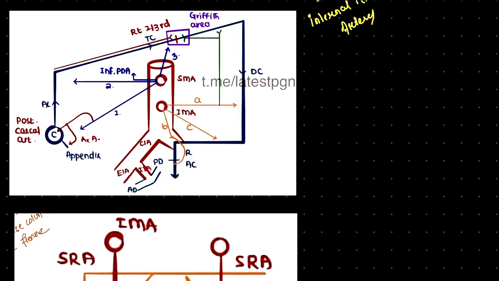Similarly, moving further, we have another branch right here. What is this other branch? It is the sigmoidal artery. What is this sigmoidal artery doing? It is supplying our sigmoid colon.